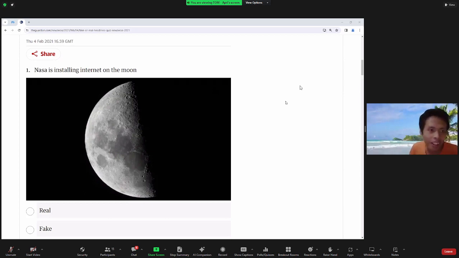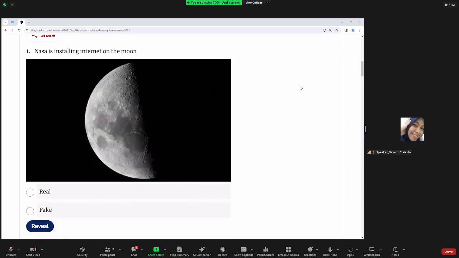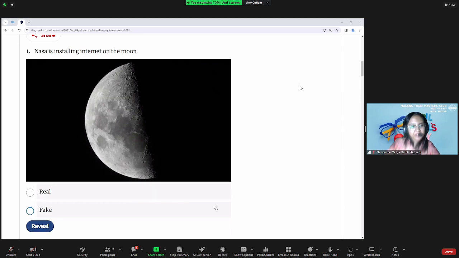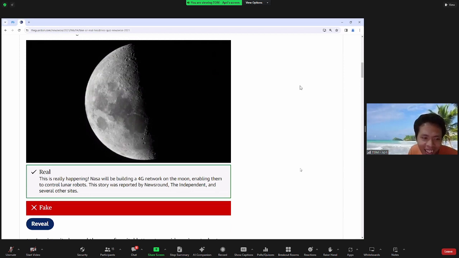NASA is installing internet on the moon. Can you guess? Fake. Fake. Fake. See, oh, it's real. This is really happening. However, NASA is still in progress of building a 4G network on the moon, so it can control robots on the lunar surface. So it's pretty exciting.